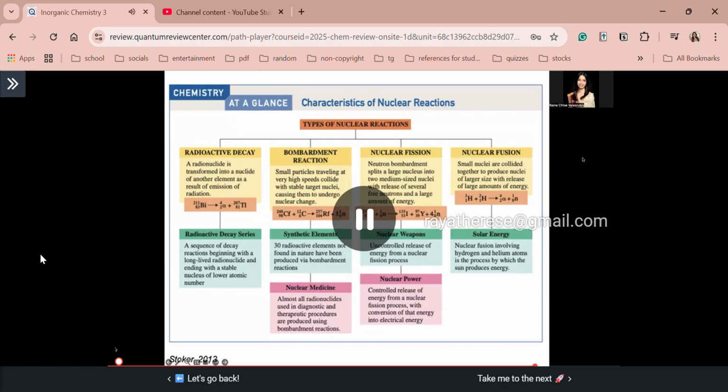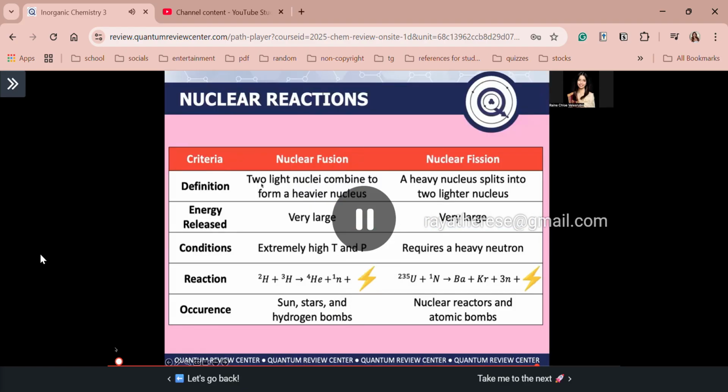So, this table summarizes the various types of nuclear reactions. So, dinaanan natin ang radioactive decay. There's also bombardment reaction. And now, we will discuss the other types of nuclear reactions, nuclear fission and nuclear fusion. Okay? So, these are the two types of nuclear reactions.